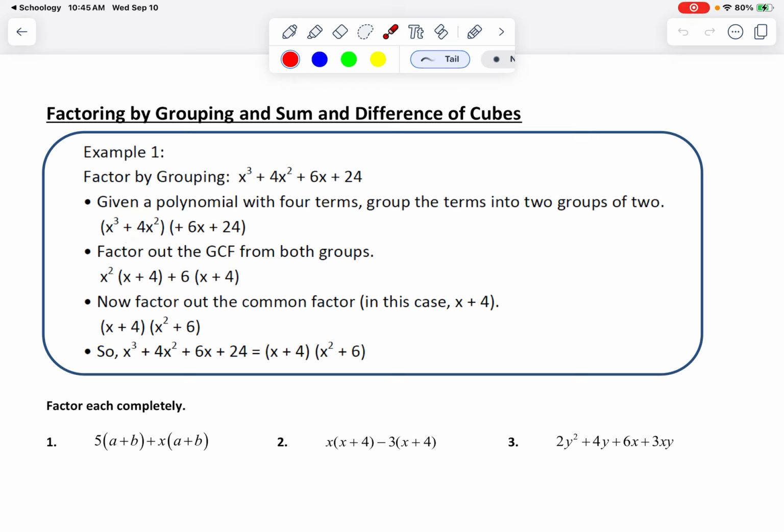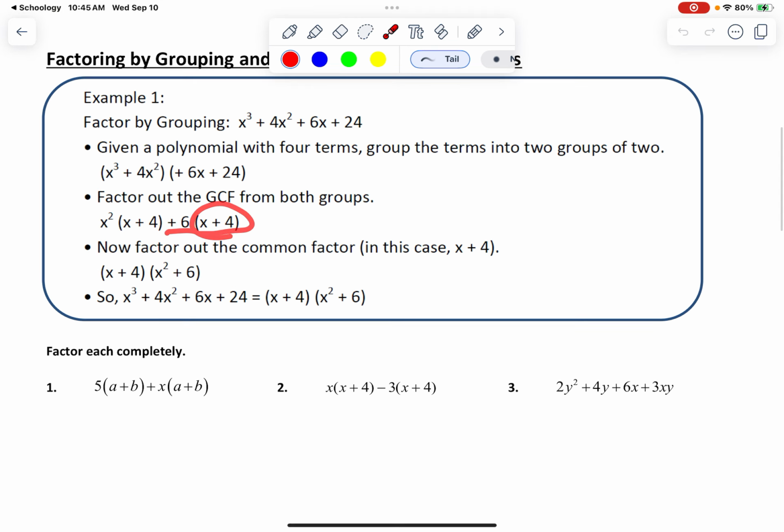In this example, the GCF is x squared, so you write that down. You factor the x squared out, you're left with x plus 4. Then you do the same thing with the next two terms. These two have a 6 in common, you write that down, factor it out, you have x plus 4. So now you're gonna factor out the common factor. In this case, this has an x plus 4 in common, you write that down. If you factor that out, you have x squared plus 6 left, and that's your other factor. So what we started with factors to x plus 4 times x squared plus 6.